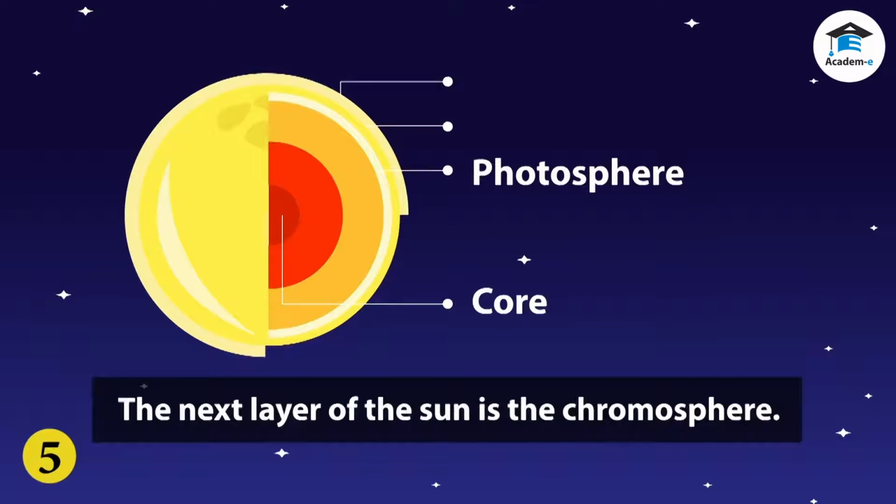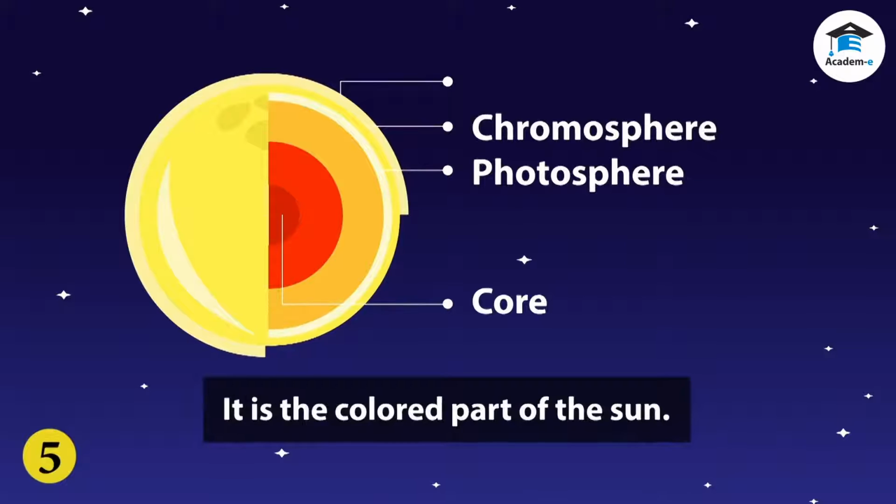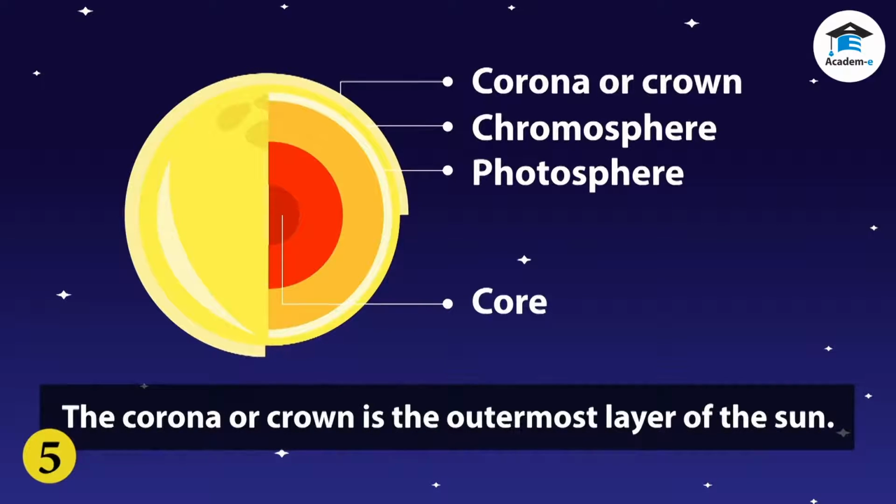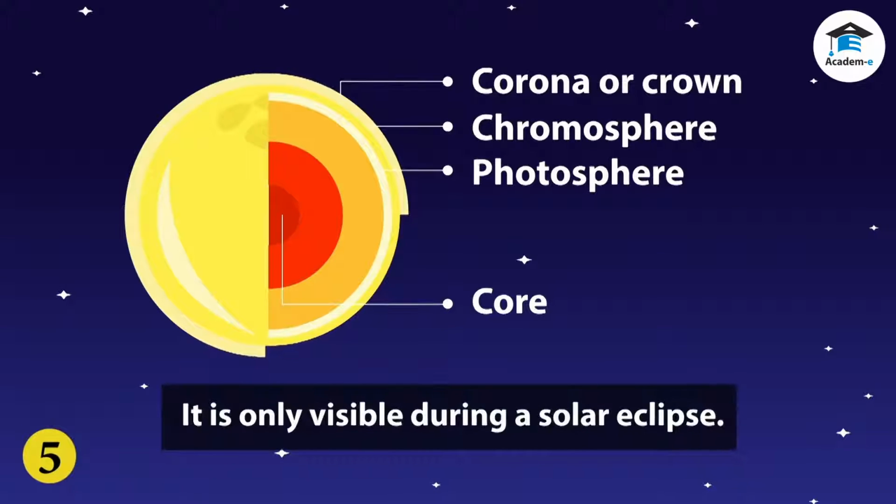The next layer of the Sun is the chromosphere. It is the colored part of the Sun. The corona or crown is the outermost layer of the Sun. It is only visible during a solar eclipse.